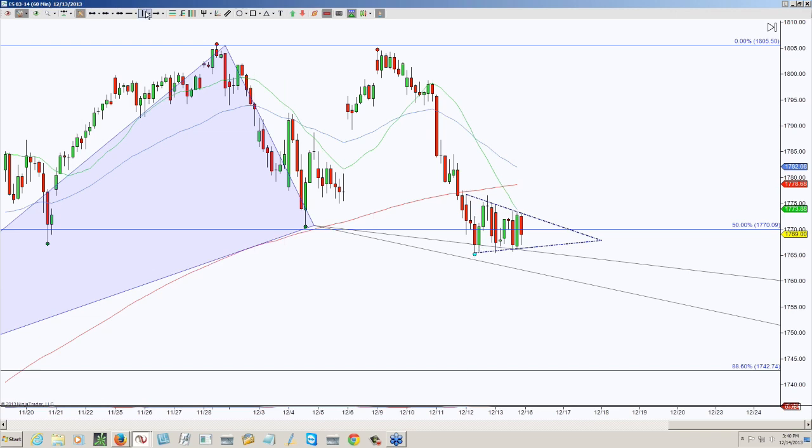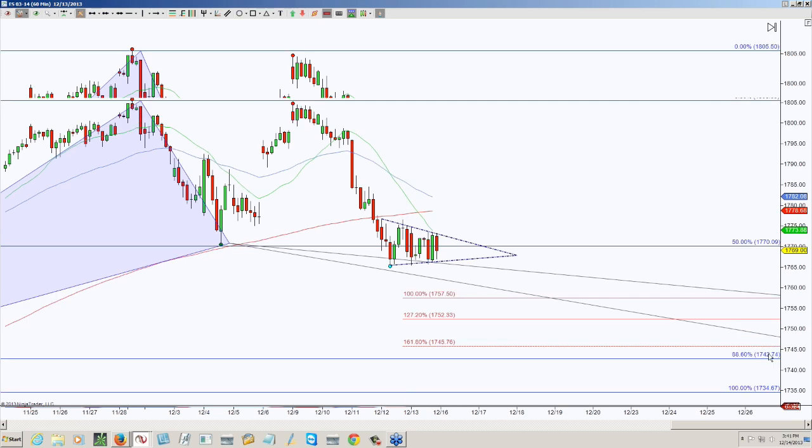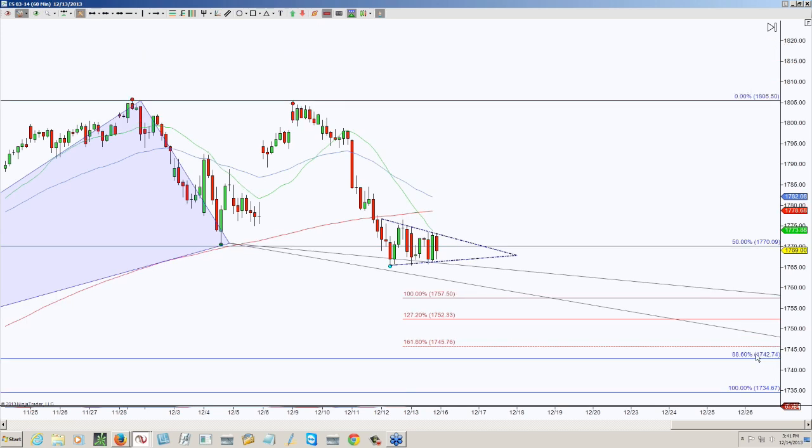God, this is such a mess. But you could do ABCDs, right? So we have this point here. If I want quick targets, 1757.50, 1752.50, and 1745.75, which is going to help. This little ABCD is going to help price get to the BAT target of 1742.75.